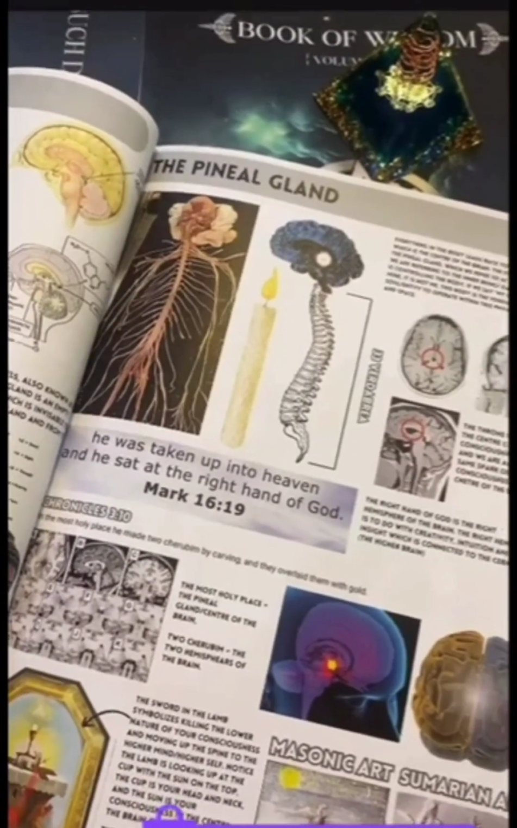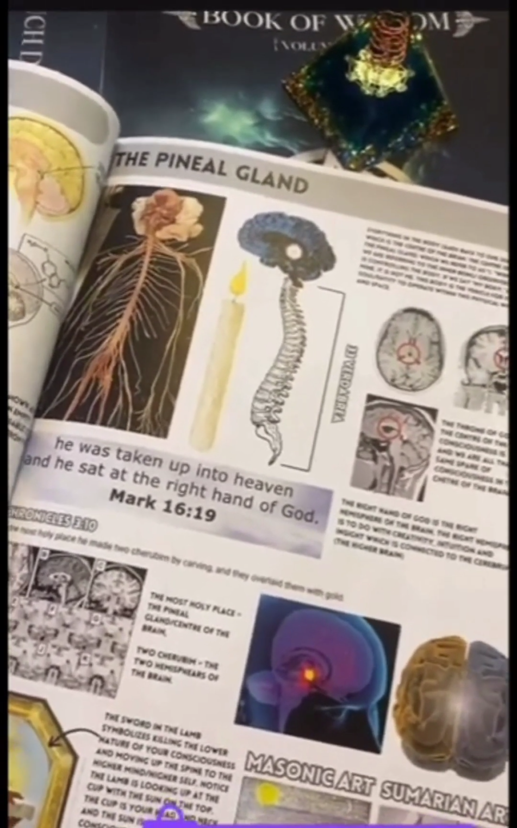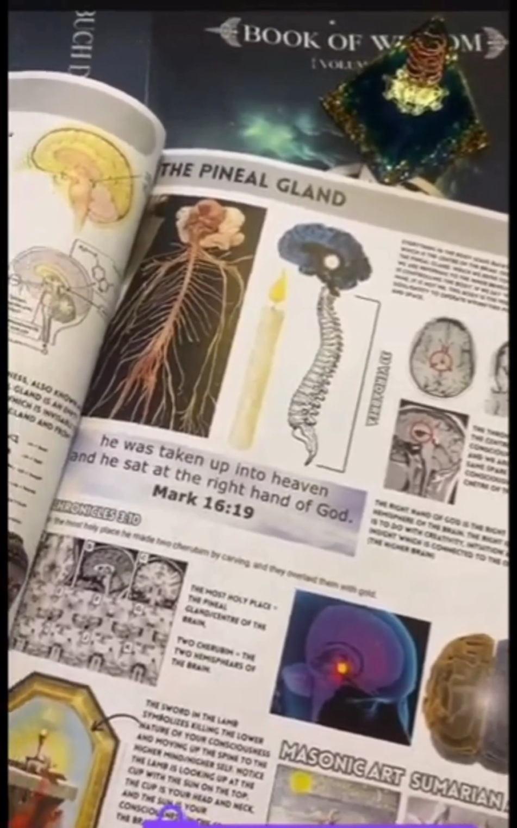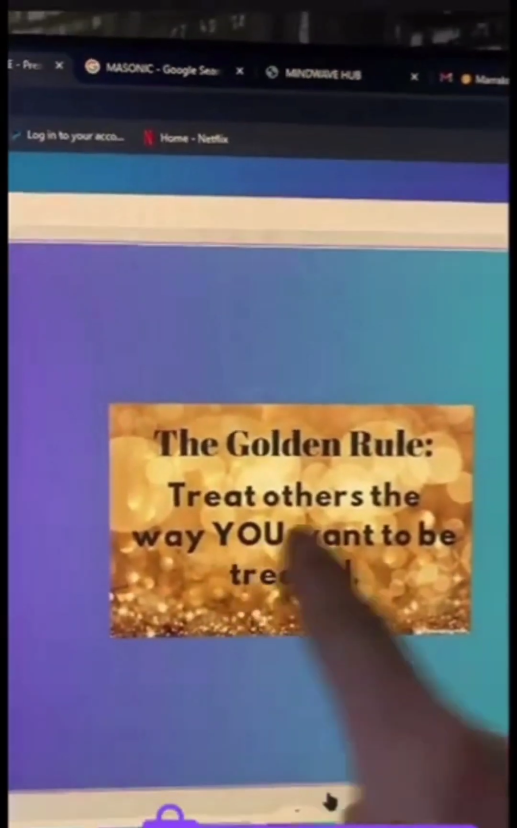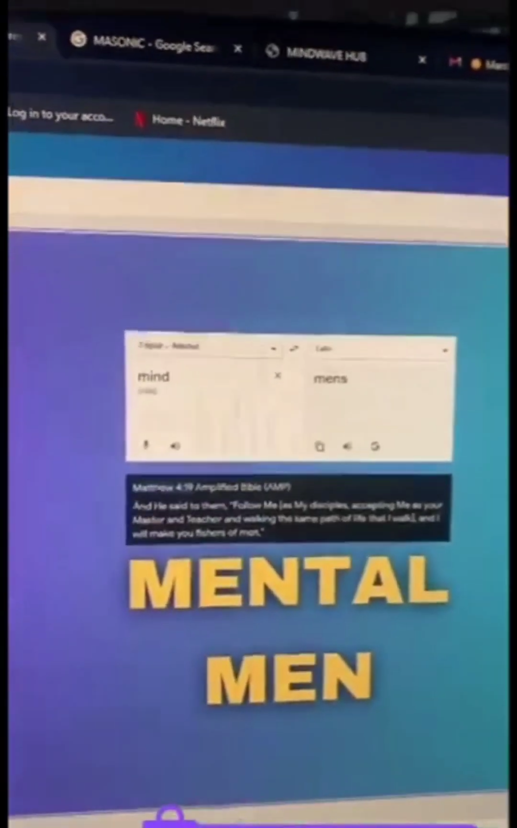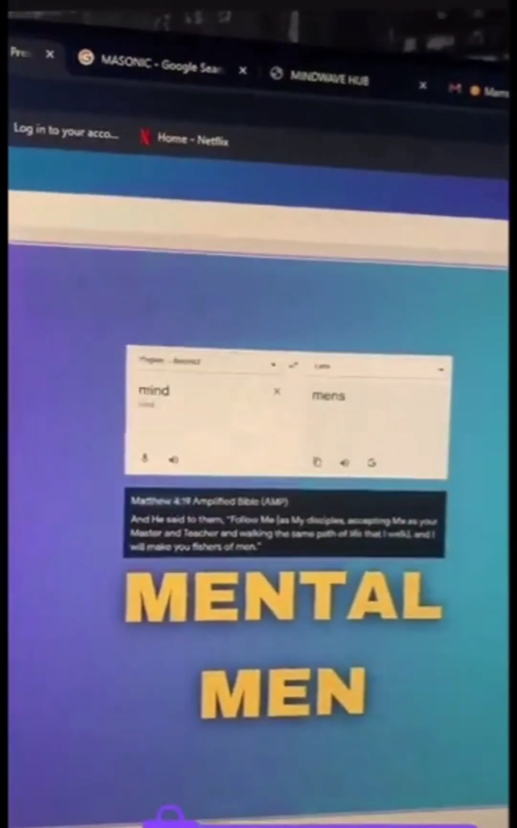Everything is neutral. Everything is one. It's your mind's perception that gives it a positive or negative charge. Me and you are the exact same consciousness. Why do you think the golden rule is to treat others like you want to be treated? We are all mind. Men means mind in Latin.